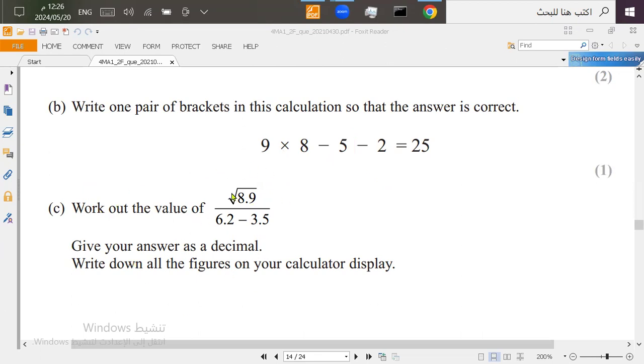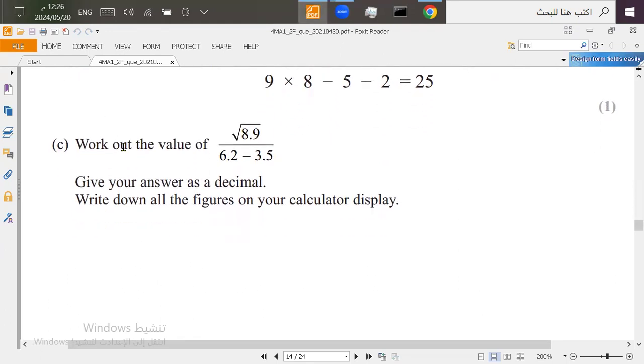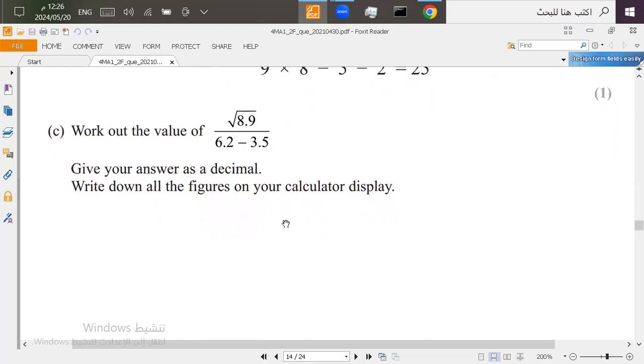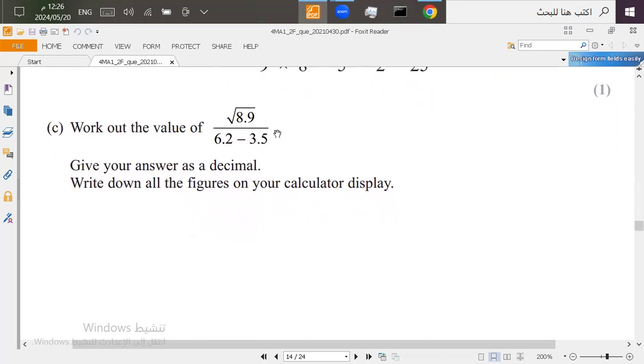Here, work out the value of this, give your answer as a decimal, and write down all the figures on your calculator display. It means calculate this with a calculator and write the answer as decimals. So I'm going to do it like this. Square root of 8.9, and then down, and then denominator 6.2 minus 3.5. And the full answer is 1.1. I'll write it here. As they said, they want the full answer, so write the full answer.